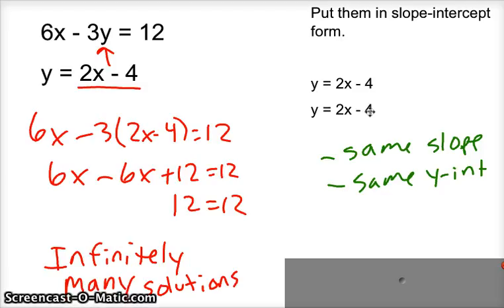So just to recap, we have three types of special systems of equations. We have systems with one solution. We have systems with no solutions. So in that case, they would have the same slope but different y-intercepts, so they are parallel lines. And then we would have systems with infinitely many solutions. They have the same slope and the same y-intercept, so they are the exact same line.